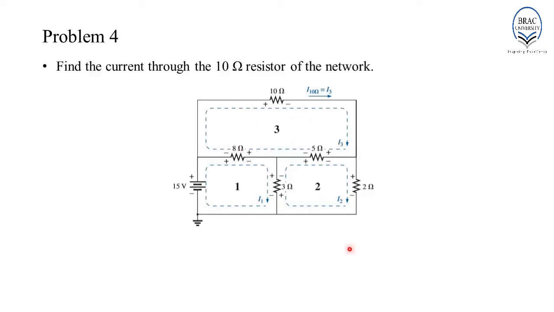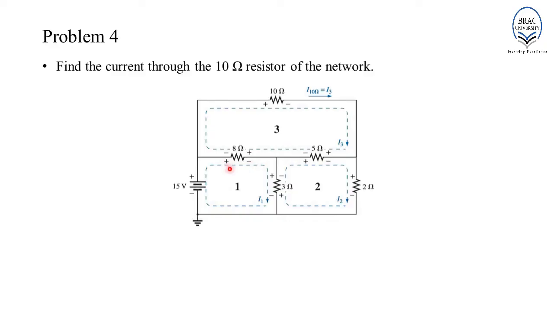Next, we have to assign 3 distinct currents to these 3 loops. The direction of the current will be in the clockwise direction. So, I have assigned I1 for loop 1 in this direction, I2 for loop 2 in this direction, I3 for loop 3 in this direction. The next step is to assign the polarity of the resistors with respect to the direction of the currents for each particular loop. So, if we consider loop 1, I1 is entering through this terminal, coming out of this terminal.